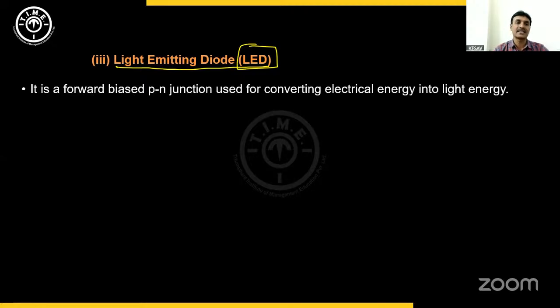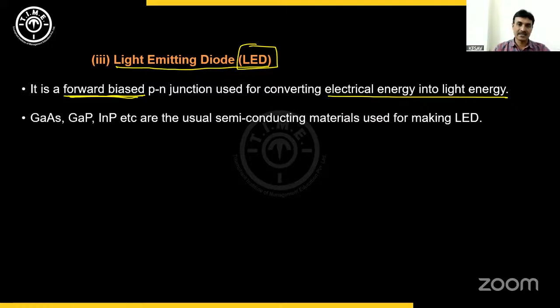What material is used in fabricating these light emitting diodes? Let us see now. And see, it is a forward biased PN junction. As I told you, LEDs are operated in forward bias mode, whereas Zener diode and photodiodes are operated in reverse bias mode. It is a forward bias PN junction diode used for converting electrical energy into light energy. Photodiode converts light energy into electrical energy, whereas LEDs will convert electrical energy into light energy. Okay, reverse process it is.